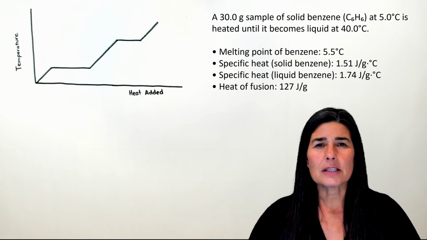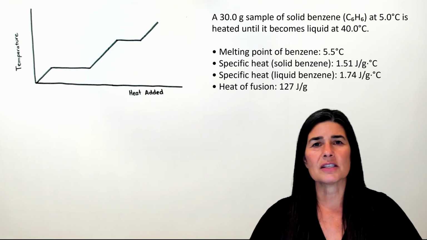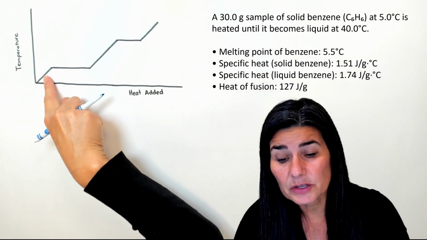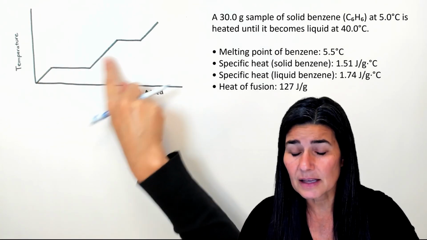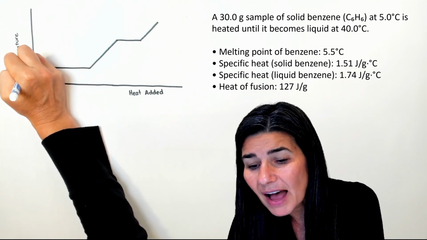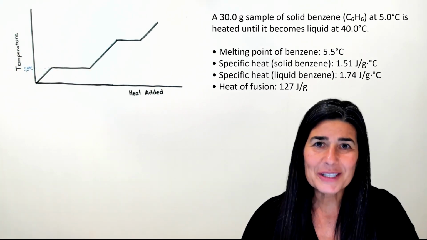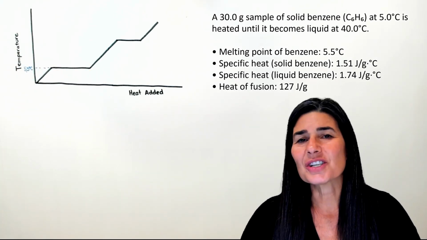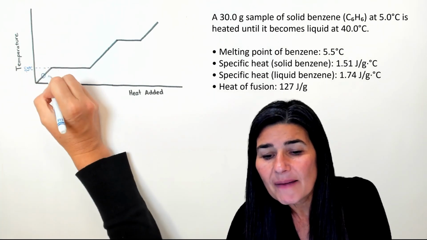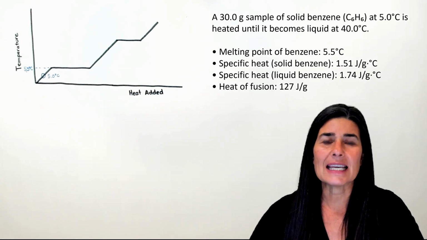I really like to look at heating curves for these problems because they show both the temperature changes and phase changes that our substances might go through. Now, the melting point distinguishes a solid from a liquid phase, and for benzene that temperature occurs at 5.5 degrees Celsius. Now, our substance is below that. We're starting out not at 5.5 degrees, we're starting out down here at 5.0 degrees Celsius. So I know I'm going to have to heat that up.